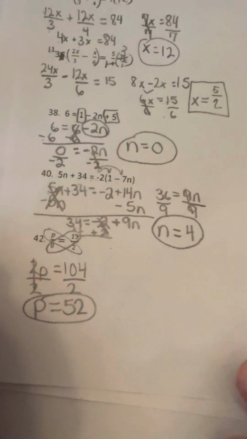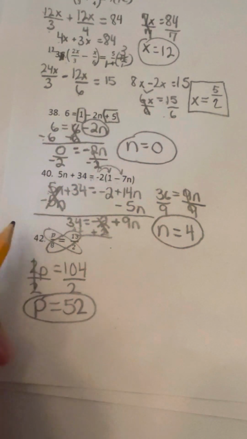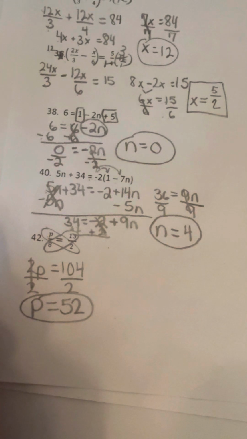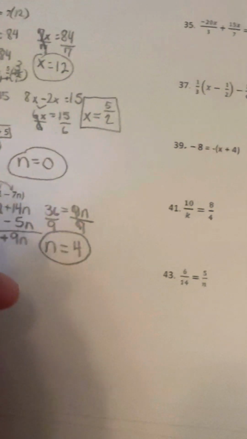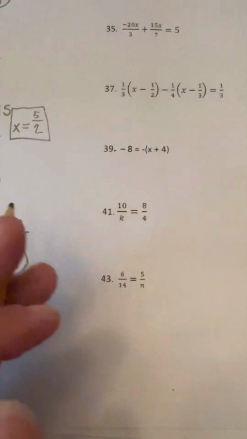Now you should always check by plugging the number back into the variable, double checking to make sure your answer is correct, because that's the beauty of algebra, that you can always do that. All right, going over here with this next one, we're going to do the same thing.